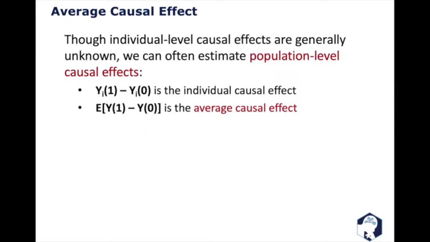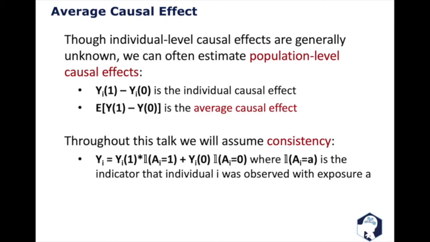Although individual level causal effects are generally unknown, we can often estimate population level causal effects. And so our parameter of interest in the following discussion is going to be the expected value of the difference between the two random variables that are the potential outcomes. So you can think of this as the average over all the individual level causal effects.